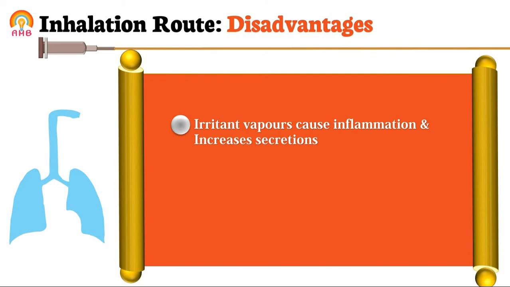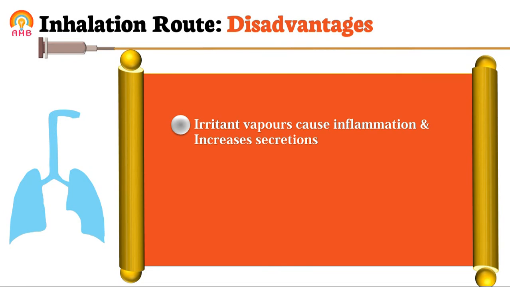So there are chances of inflammation of the respiratory tract, or an increase in the respiratory tract secretions, which may affect the respiration process, because if the secretions are increased, they can block the respiratory tract, and thus the respiration process can be affected. So that is one of the important disadvantages of the inhalation route.